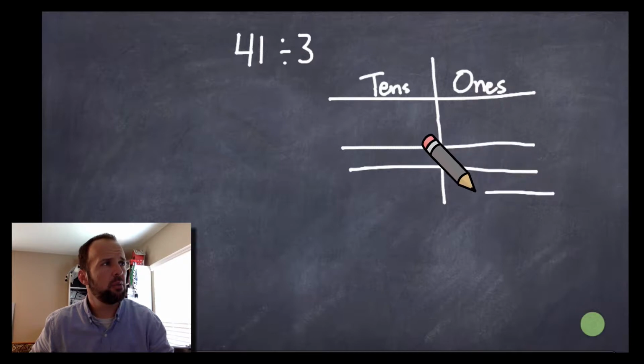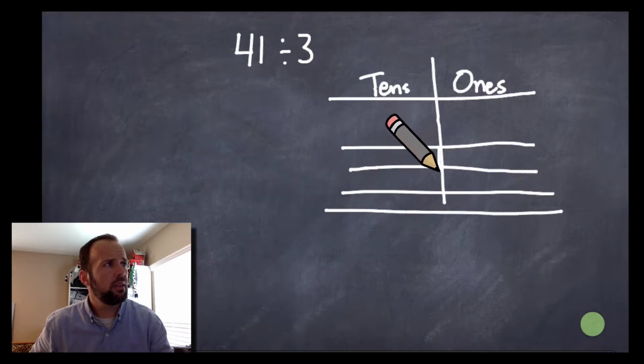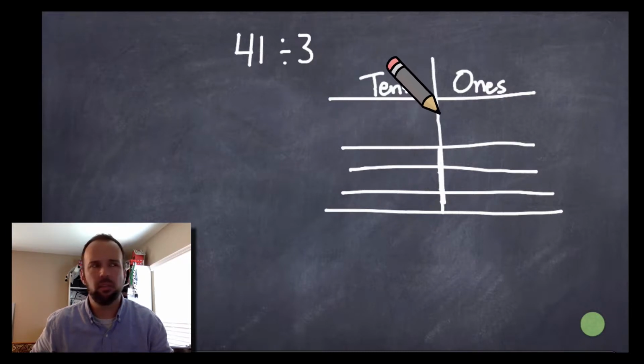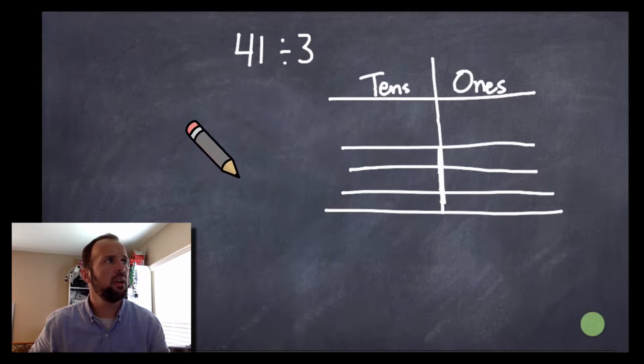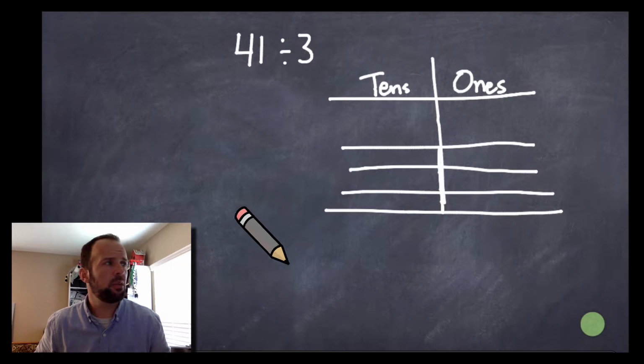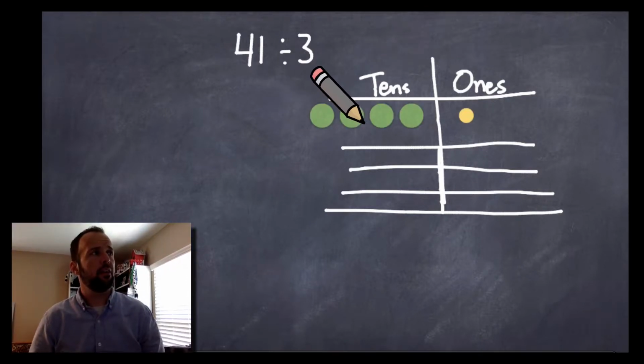Now I have 3 groups. If I draw it like this, I have 1, 2, 3 groups to divide into, and then my big space up here to play with to start. So I'm going to represent the number 41 in my place value chart. All right, perfect. So I have 4 tens here.